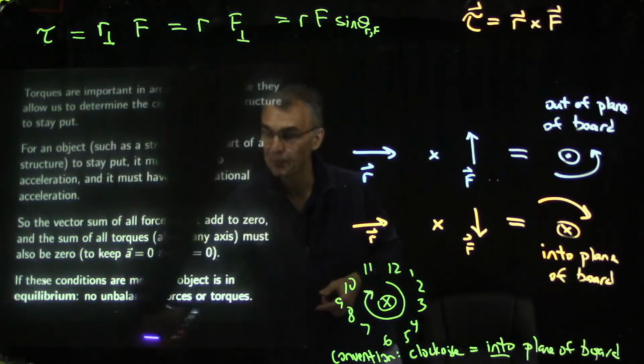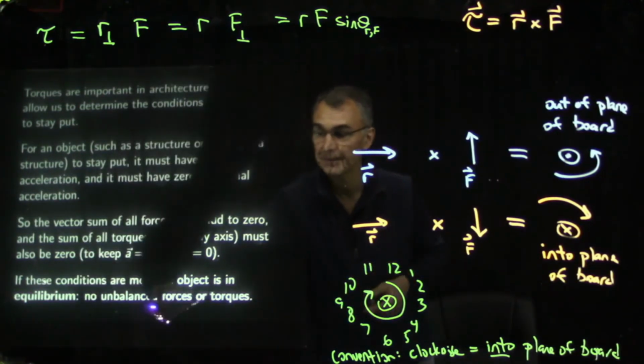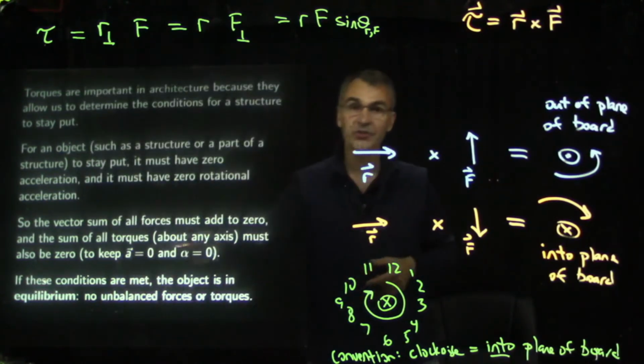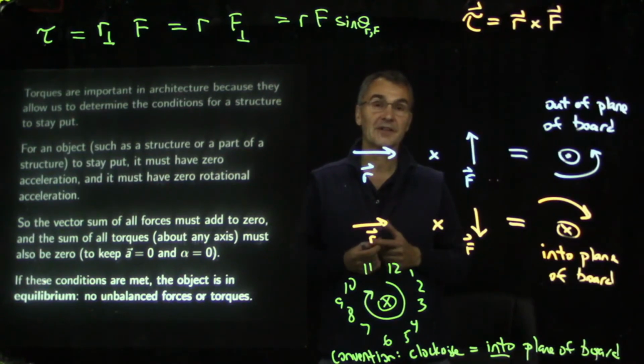If these conditions are met, the object is in equilibrium. That means there are no unbalanced forces and there are no unbalanced torques. So writing the conditions for equilibrium is a fundamental part of analyzing structures, and we will spend a lot of time doing that. That will be the next thing that we do when we pick up and move ahead using our understanding so far of forces and torques and vectors.